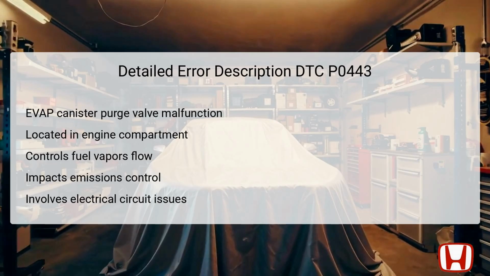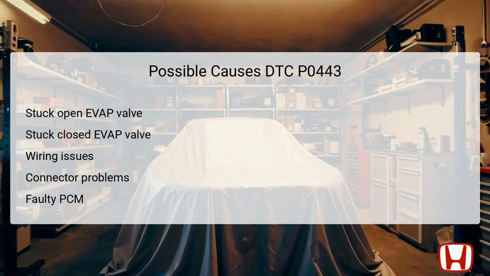In the case of Honda CR-V models, a malfunction not only affects compliance with emissions regulations, but also affects the vehicle's overall performance. There are several potential causes for the occurrence of DTC P0443. First, the EVAP canister purge valve may be stuck open, preventing it from properly sealing and leading to excessive vapors being routed to the engine, which can impair performance.